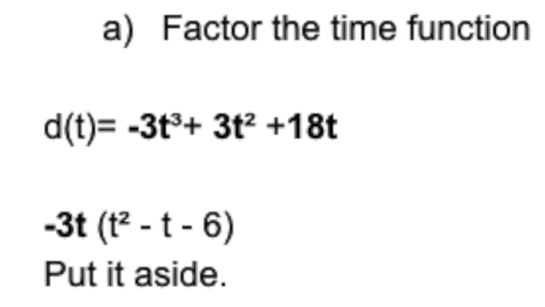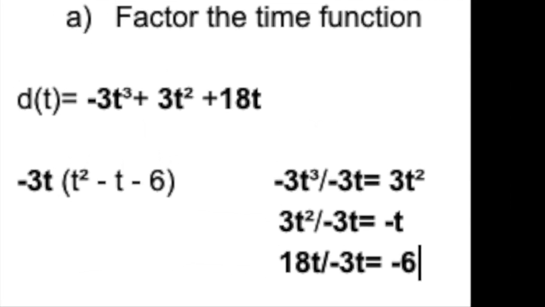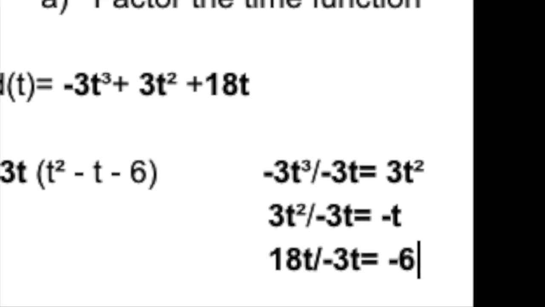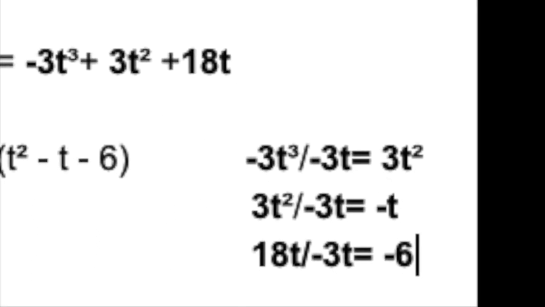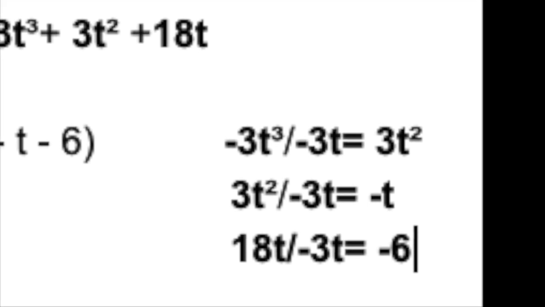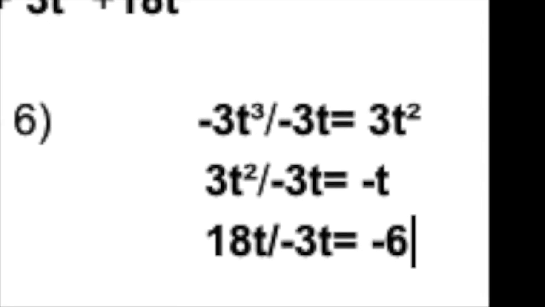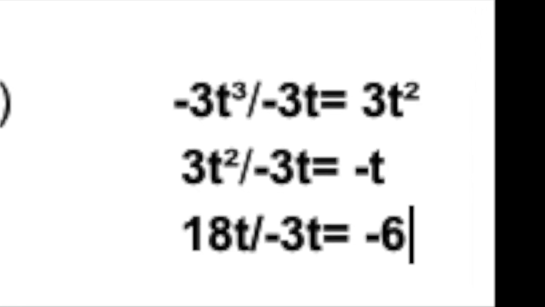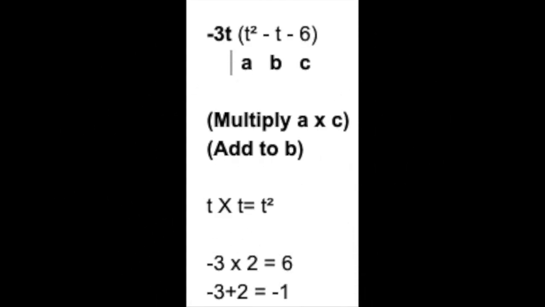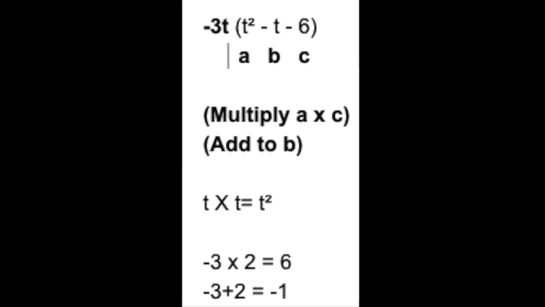So for example, we are going to be doing negative 3t cubed divided by negative 3t, 3t squared divided by negative 3t, and 18t divided by negative 3t. We aren't done just yet. We now have a quadratic equation inside the brackets: t squared minus t minus 6.